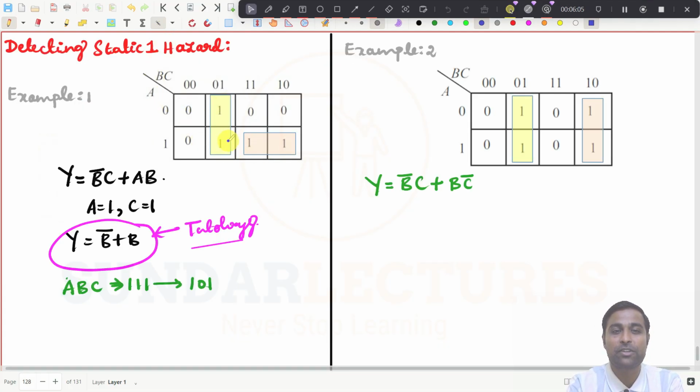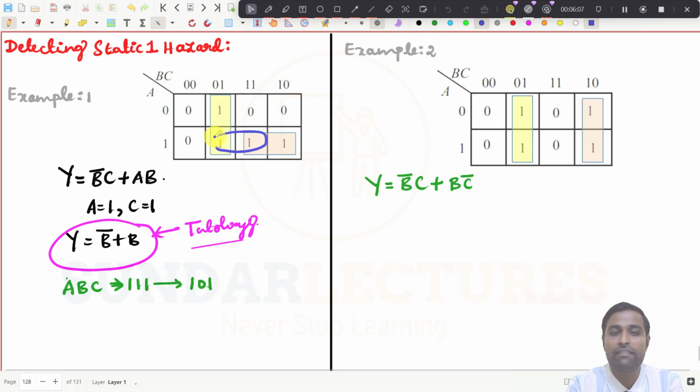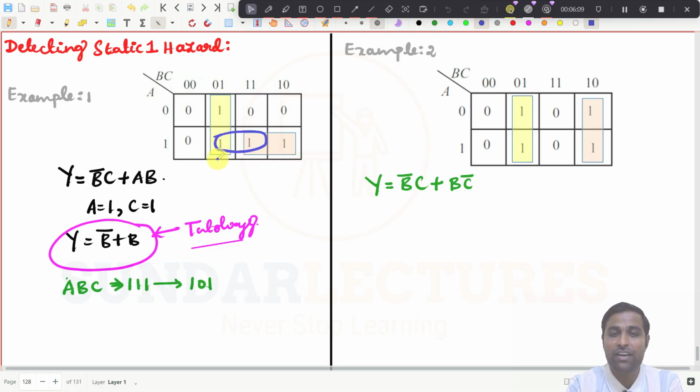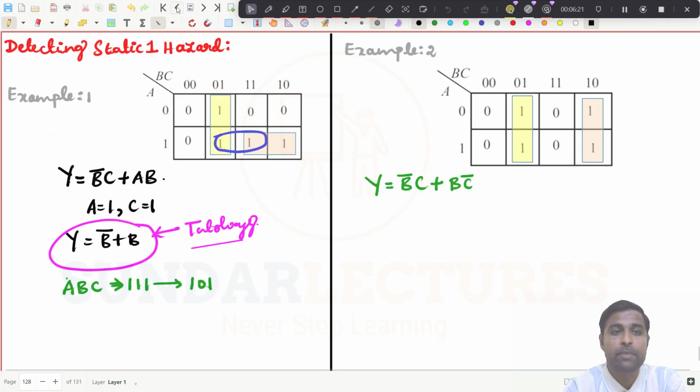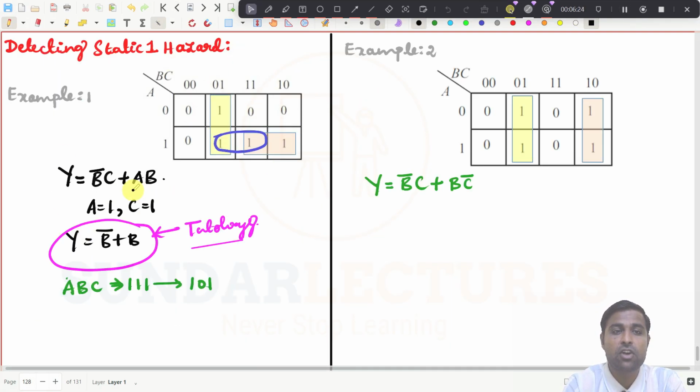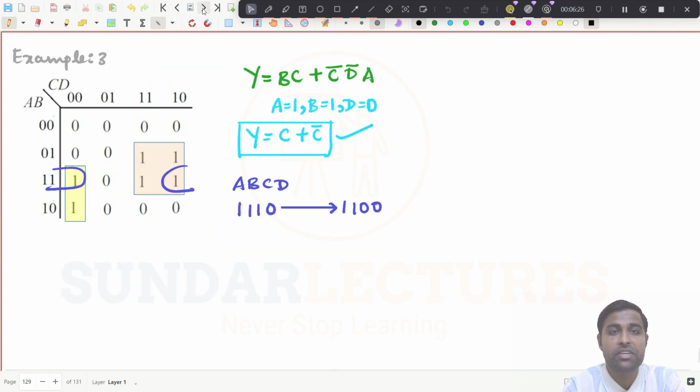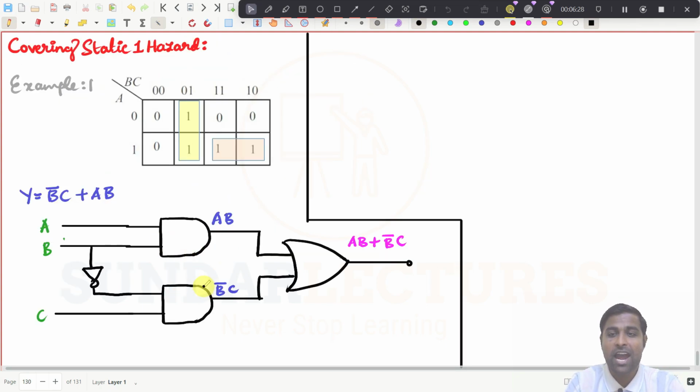And in this expression also, if you cover these two, we have not covered these two, so there is a static 1 hazard. Here there is no possibility, so there is no static 1 hazard. Simply you can conclude this way, right? So the next one will be covering static 1 hazard for this particular circuit. Right, I have just drawn the diagram for this equation. See here, I have just drawn this one, and we have already discussed this will have a static 1 hazard.